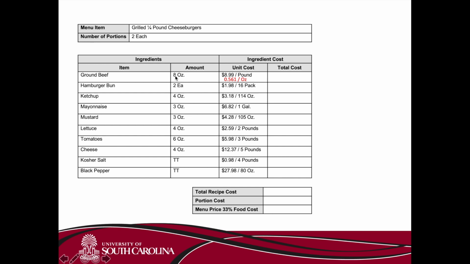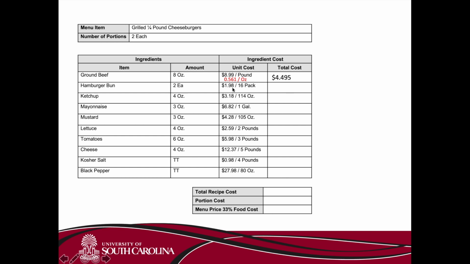Now it's simple multiplication, right? 8 ounces times 56 cents per ounce will give us our total price of $4.495. Okay. Now I round to 3 decimal places. This just helps to keep it a little bit more accurate. You might not do that, and that's okay. But I do recommend it, okay, because it will help you out. Let's look at our next one.